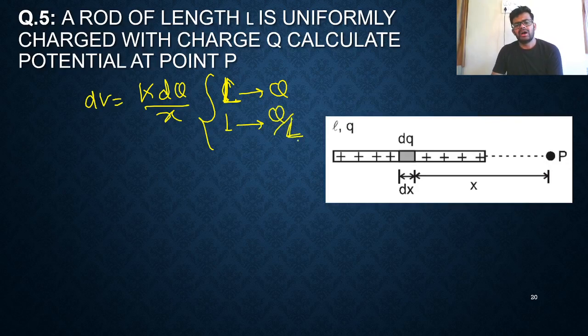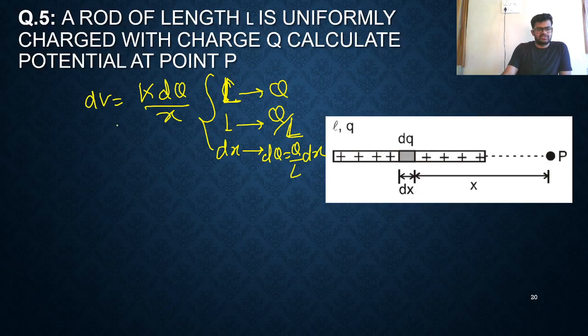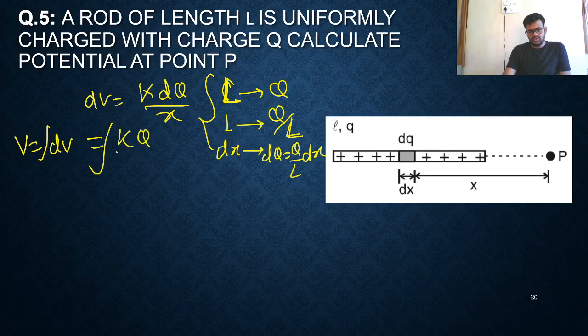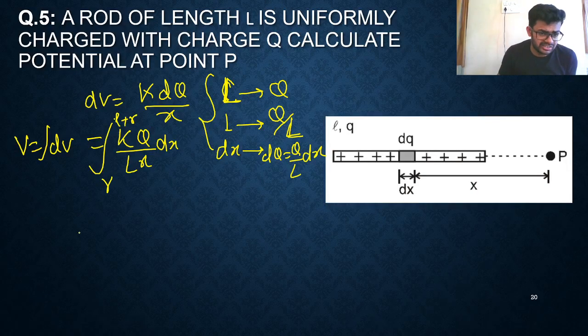Why? Let's say mass of 10 meter is 5 kg. So mass of 1 meter will be how much? Half kg, right? Like that only. So dx length will have charge dq, and dq is equal to q by L into dx, charge per unit length into small length. So directly you will write V is equal to integration of dV, integration of kq by L x dx. Limits will be from r to L plus r. One end is at distance r, another end is at distance L plus r.